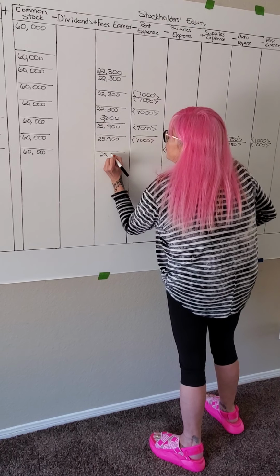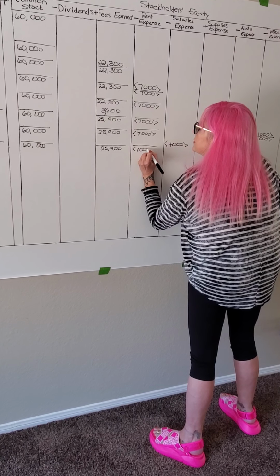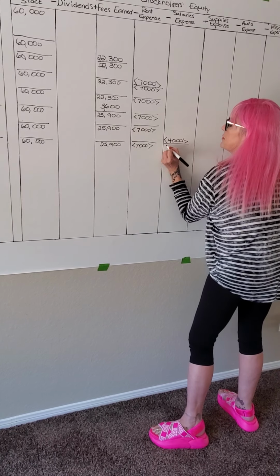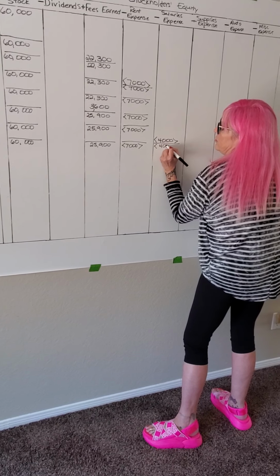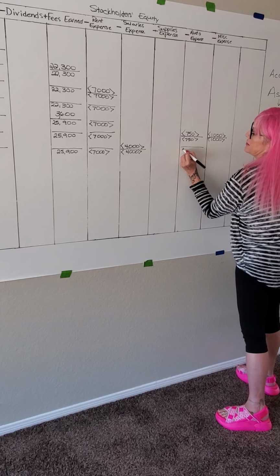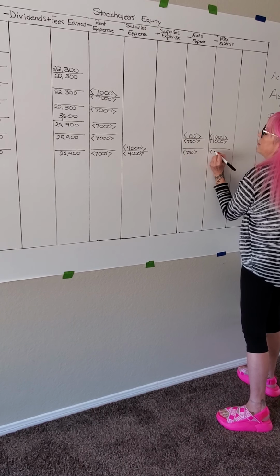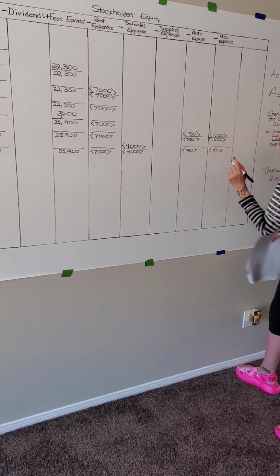$25,900 for fees earned. I get up close with all these numbers, and then I miss them sometimes. $4,000 for salaries expense, $750 for auto, and $1,000 for miscellaneous.